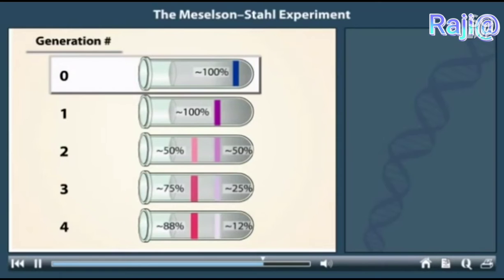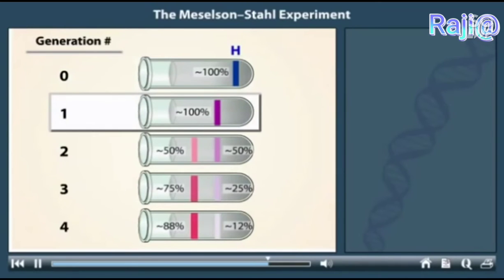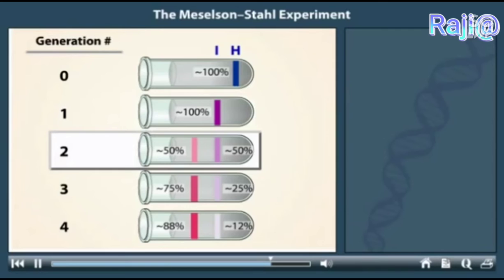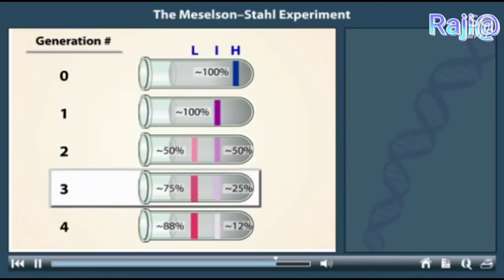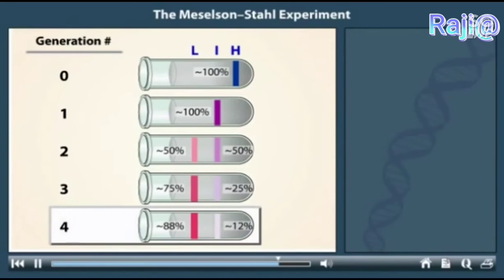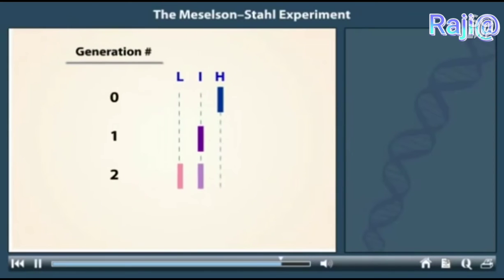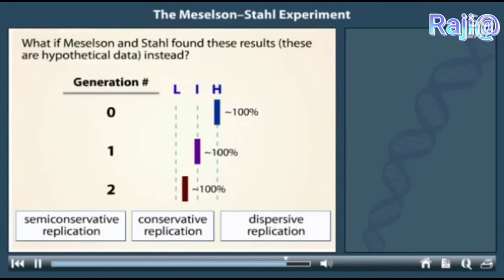In Generation 0, all of the DNA was in the heavy form. After one generation, the DNA was neither heavy nor light, but an intermediate density. After 2 generations, half of the DNA was light and half was intermediate. After additional generations, more of the DNA was in the light form and less in the intermediate form. Generations 0 through 2 provide enough information to determine which model of DNA replication is correct. Click on the correct model.